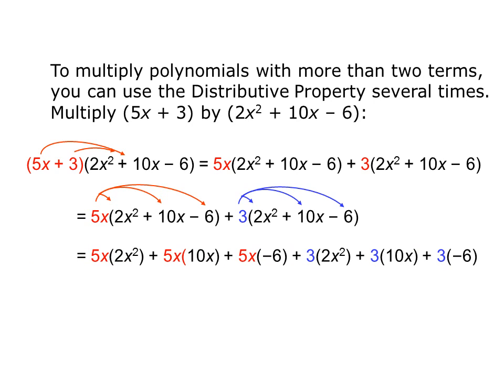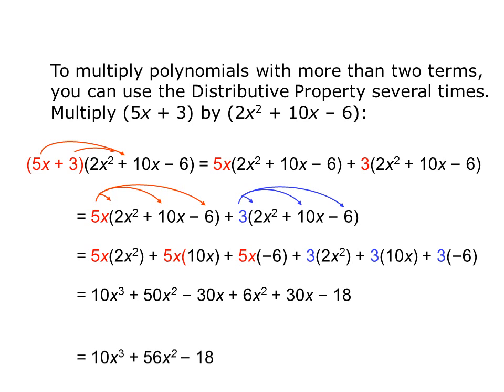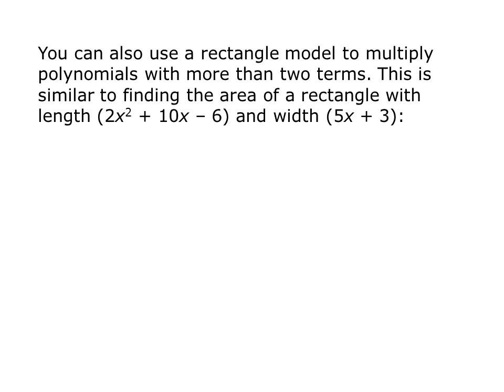Of course, this is just an expanded form of it. And remember, you have to combine like terms. Combine all the like terms. In that case, negative 30x and 30x will cancel each other out. 5x squared and 6x squared will be added together. And here's your final answer. Very good.